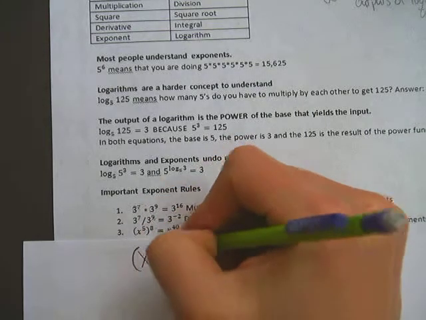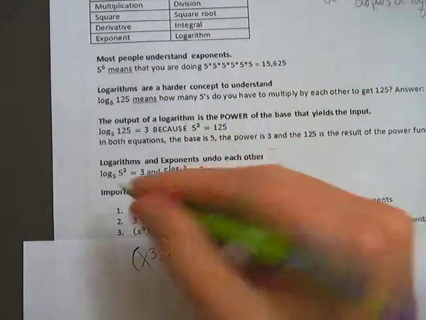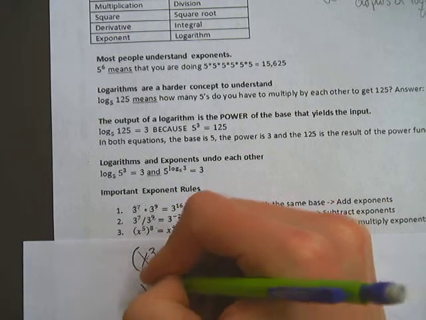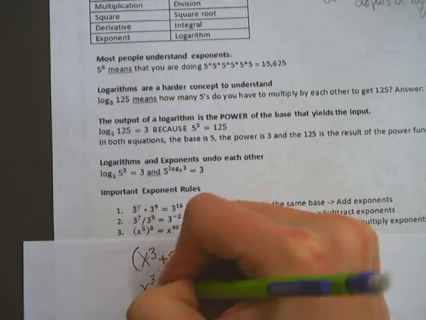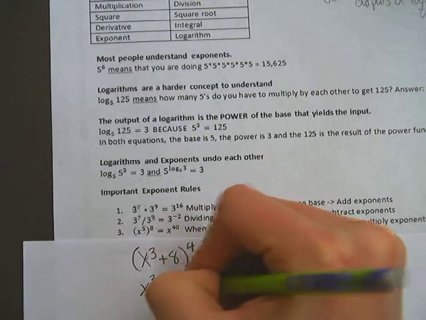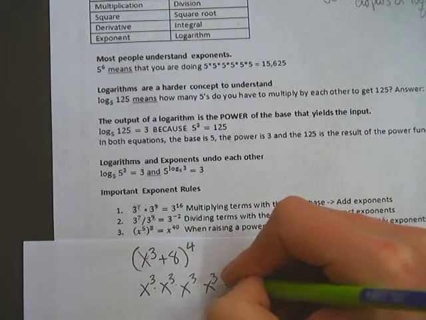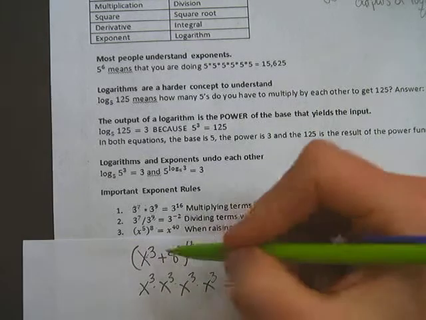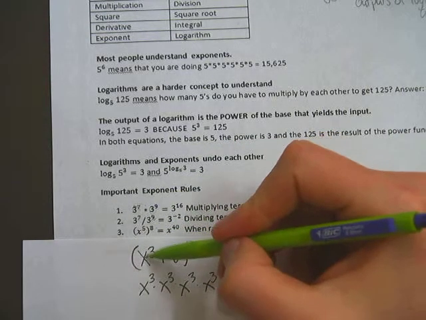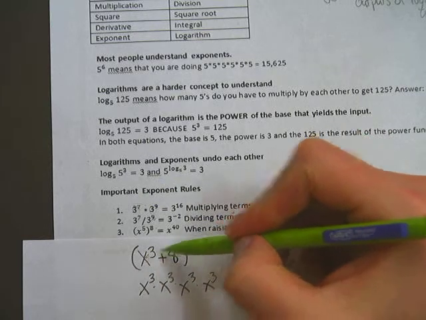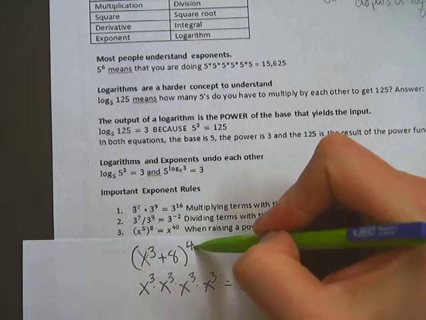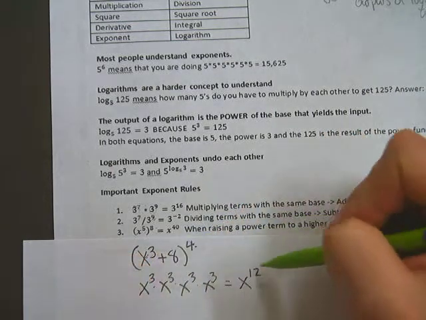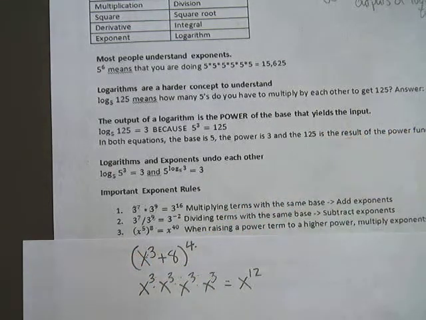But anyways, our biggest power term here will be this guy times itself 4 times. So that'll be x to the third times x to the third times x to the third times x to the third, which we know from adding is x to the 12th. And that should be a pretty compelling proof that when we raise an exponential expression to a power, we end up just multiplying their powers. 4 times 3 is 12, 3 plus 3 plus 3 plus 3 is 12.